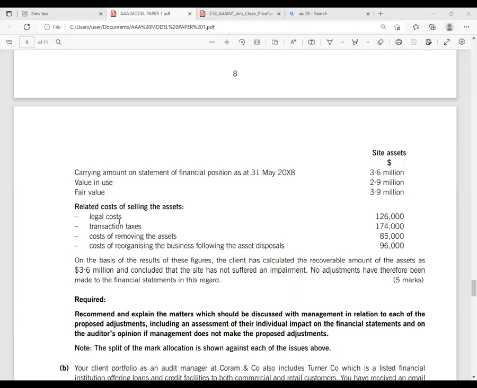So we have legal cost. Of course, these are good costs. You can't sell without these legal costs. So 126, and transaction taxes, you have to include them as cost to sell. Of course, for you to be able to sell, you must remove these assets. So cost of removing assets, very important, 85. But cost of reorganizing the business following this is not cost of selling this asset really. So it is these three: 126 plus 174 plus 85.